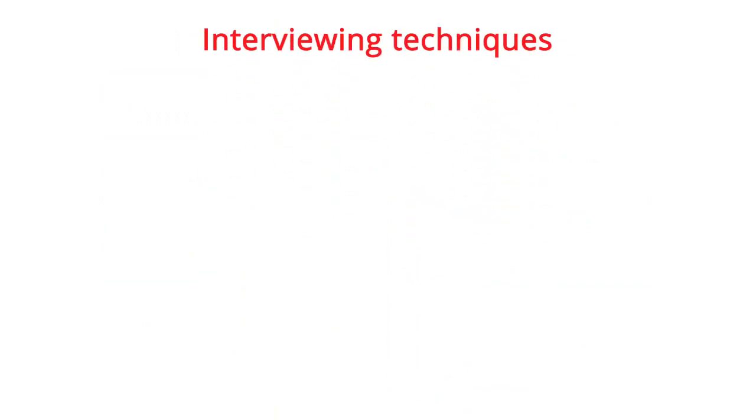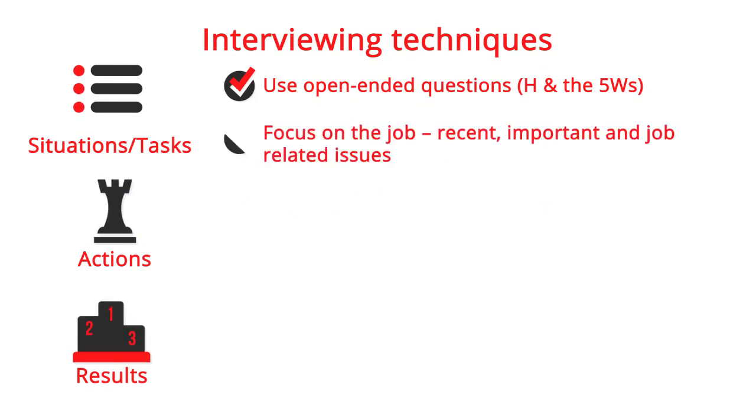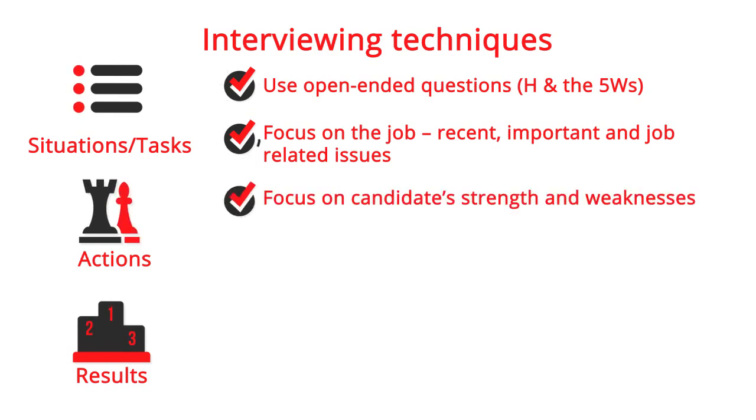So for the STAR, firstly, you have to use open-ended questions. And up there we have said H and 5 W's. I will explain that. You have to focus on the job. And by focusing on the job, we mean recent, important, and job-related issues. So when a candidate comes to you, focus on what they've done in the recent past. Don't focus on jobs they did 15 years ago. You also should focus on the candidate's strengths and weaknesses.